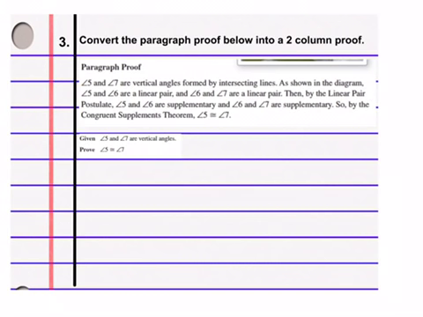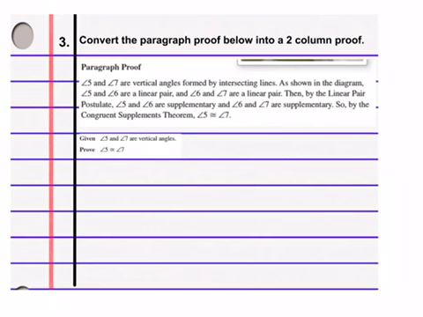I wonder where our diagram went. Angle 5 and angle 6 are a linear pair. Angle 6 and angle 7 are a linear pair. Then by the linear pair postulate, angle 5 and angle 6 are supplementary, and angle 6 and angle 7 are supplementary. So by the congruent supplements theorem, angle 5 is congruent to angle 7.